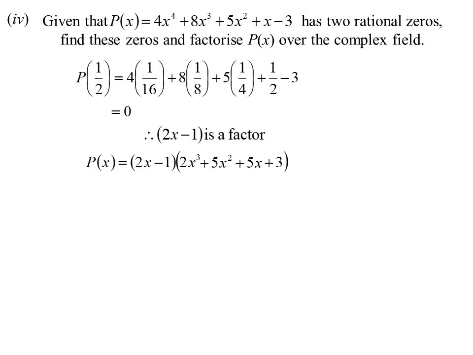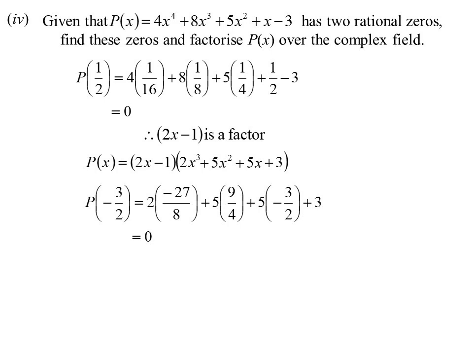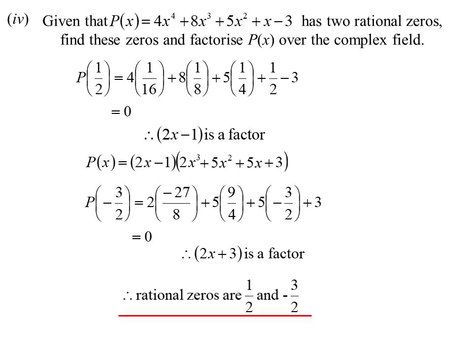Okay, which one did I try? Oh, of course, negative 3 on 2. There you go. Negative 3 on 2, it came out to be 0. I now know the other rational zero. 2x plus 3 is also a factor now. Okay. Found the zeros, those rational zeros. One is a half, one is minus 3 on 2. That was the first part of the question.